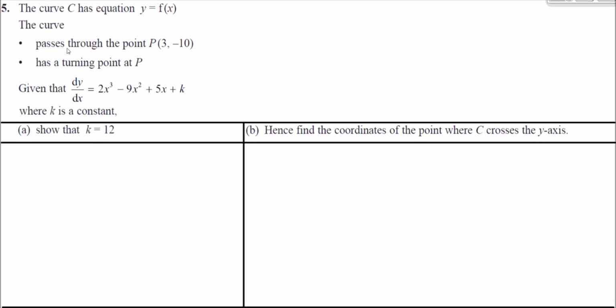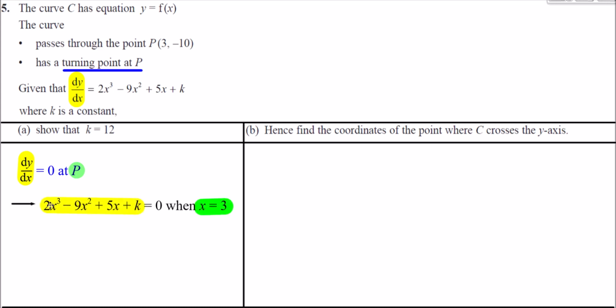Well, the key thing here is, at P, there's a turning point. A turning point means that at that particular point, the gradient dy by dx must be 0. So we can set dy by dx to be 0 at point P. However, we have an expression for dy by dx, and because it's a function of x, and we know the value of x at P, we can sub in the value x being equal to 3 to work out the gradient at point P.